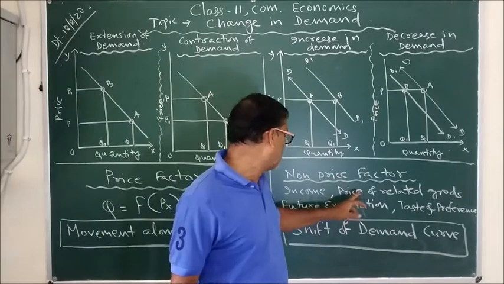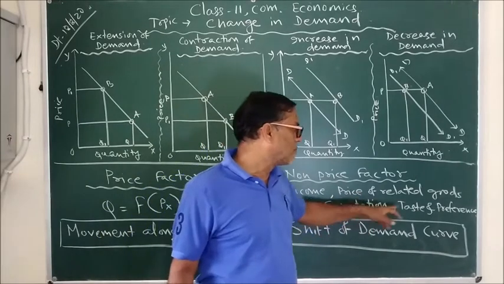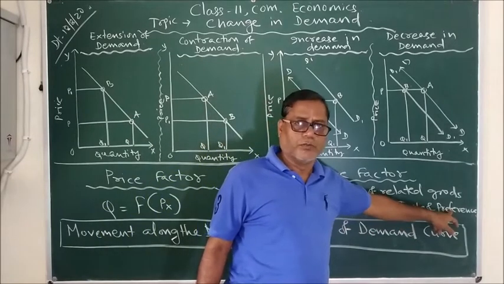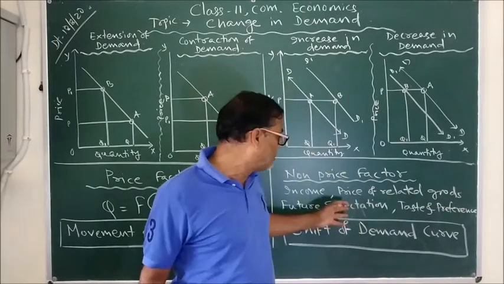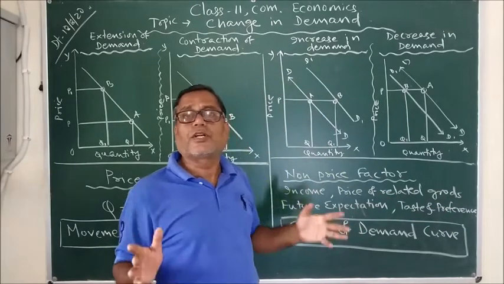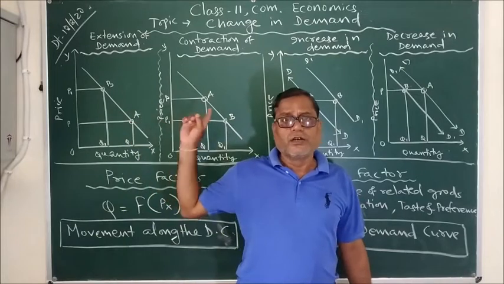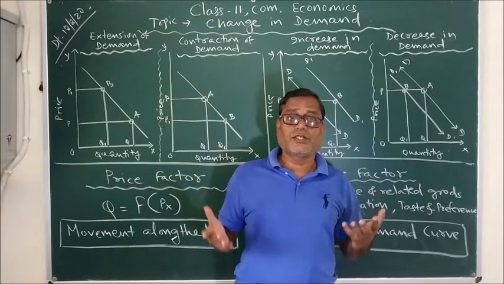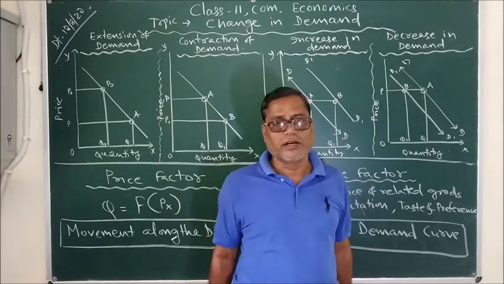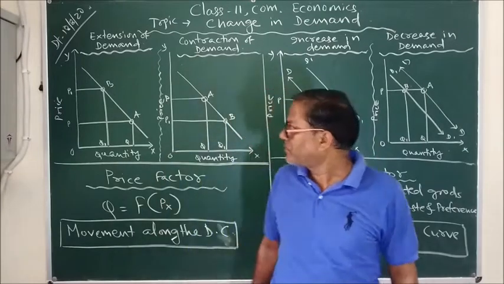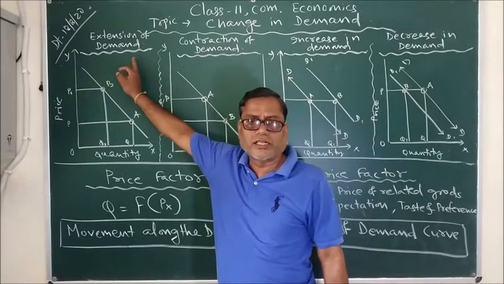Price of related goods, future expectation, and taste and preference of the consumer. So these four factors are quite important apart from price of a good that determines how much the quantity demanded will be. So first, coming to extension of demand.